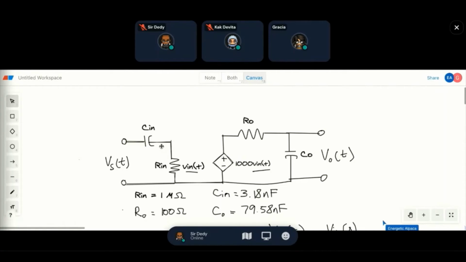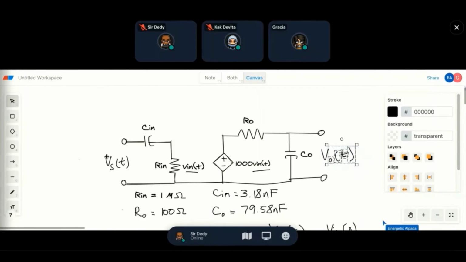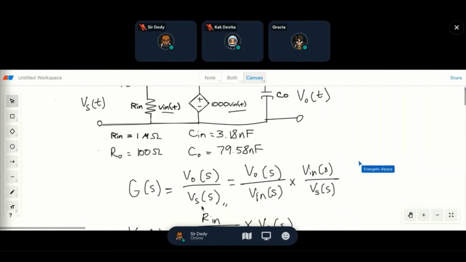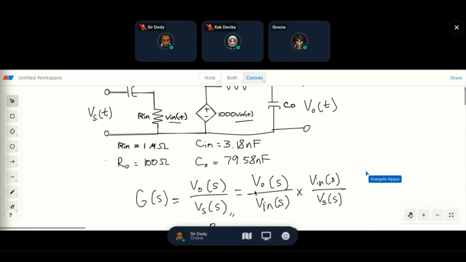This one is actually an example of a stereo amplifier, and if, for example, I have a voltage output here and a voltage input here, the gain would be voltage output divided by voltage input, or the Vs. Now, we can actually expand this by using the Vn. So, Vo divided by Vin multiplied by Vn by Vs.